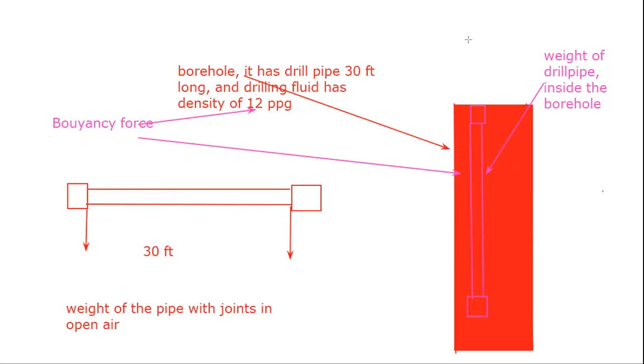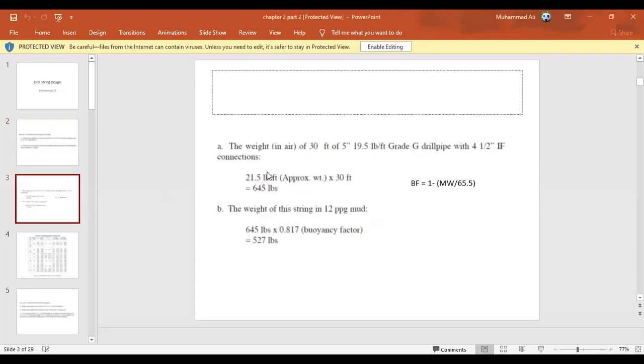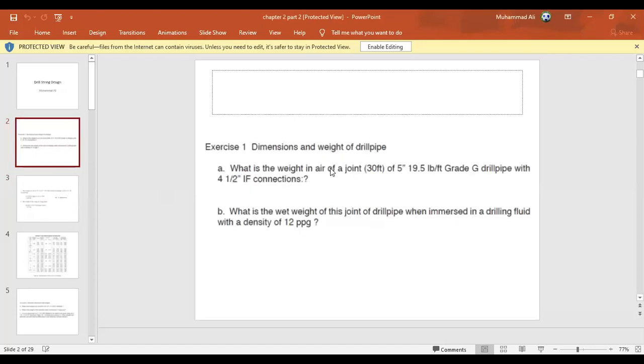So let's look at the question and how it is phrased. This is what he is asking: weight in air outside and weight inside the borehole, when it is immersed in a density of 12 ppg. So here it is. Our joint is 30 feet, and what we are looking at is 5-inch, 19.5 pound per foot, grade G.